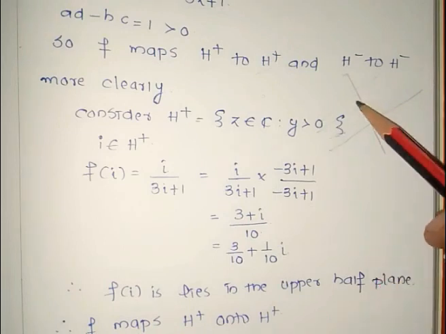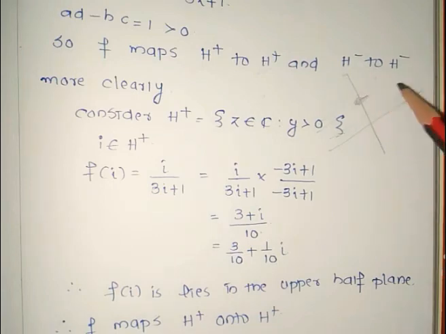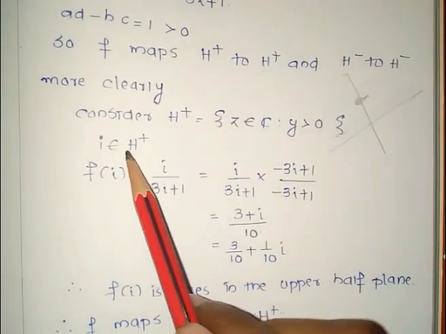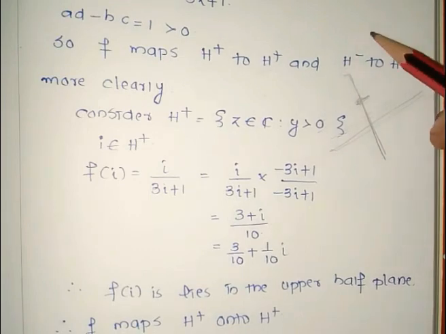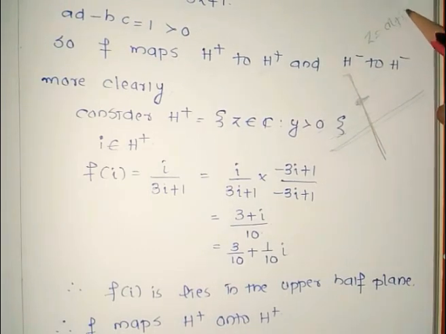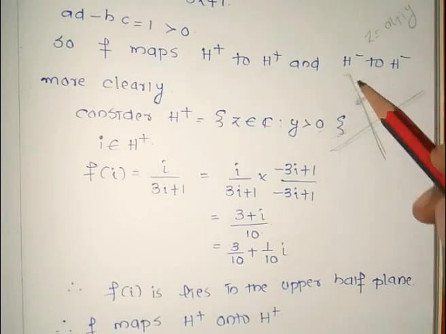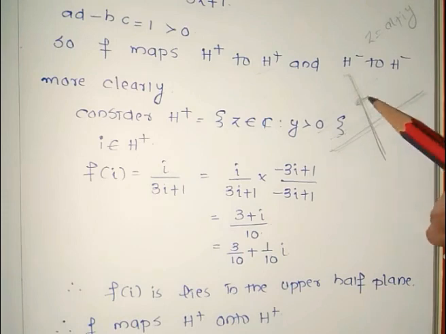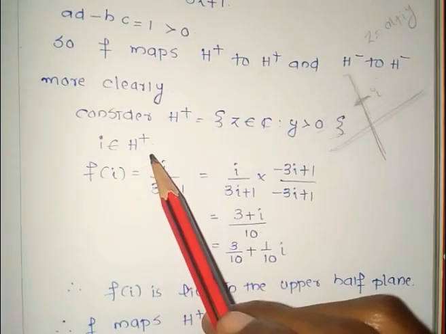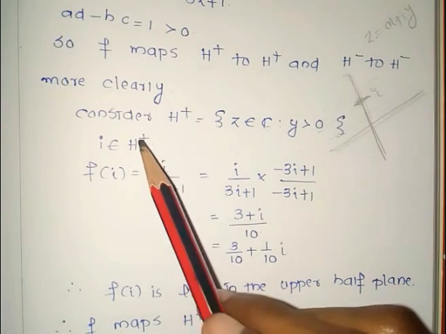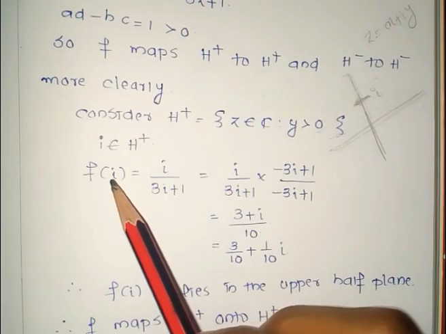Now we are choosing a point from the upper half plane. We know that I belongs to H plus, because if we are considering the complex plane, z is equal to x plus iy, then the x coordinate varies along the x axis and the I coordinate along the y axis. So I means here the y point. Now we are calculating the f image of I, then we are checking in which plane this image lies.